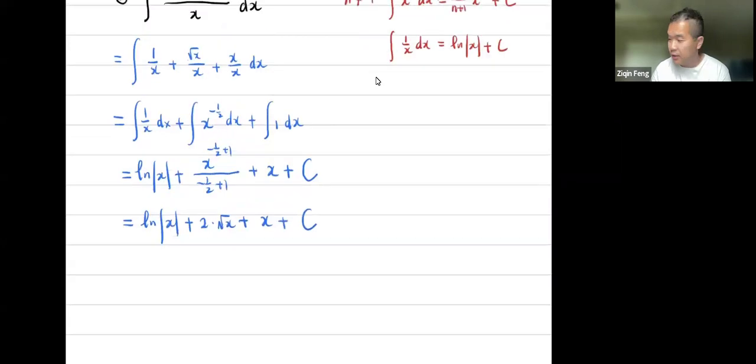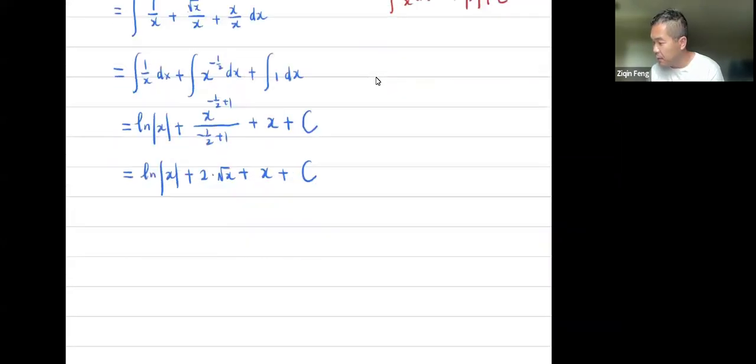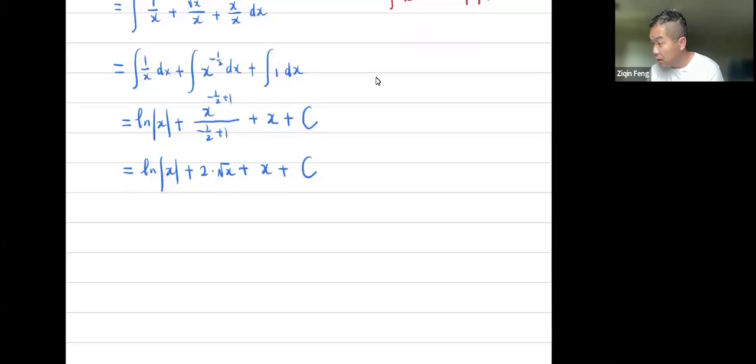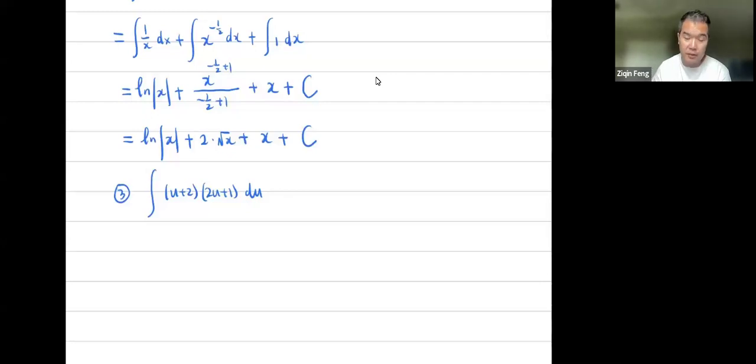Now let's see a third example. Let's see this one, right? The third example. The integration of (u plus 2)(2u plus 1) du, right, as a product of two linear functions.